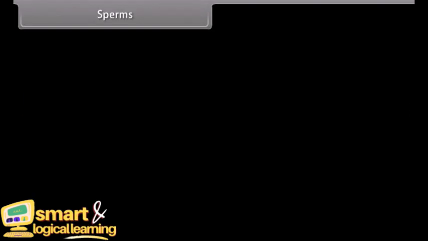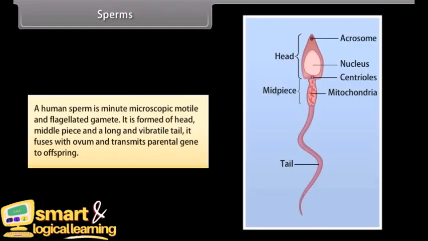Sperms. A human sperm is a minute, microscopic, motile and flagellated gamete. It is formed of head, middle piece, and a long and vibratile tail. It fuses with ovum and transmits parental genes to offspring.